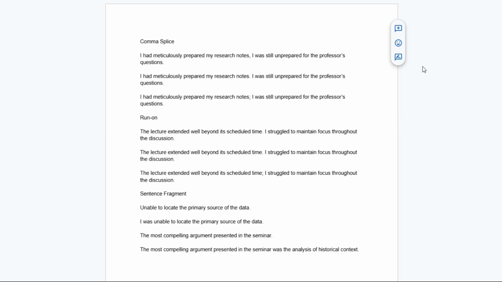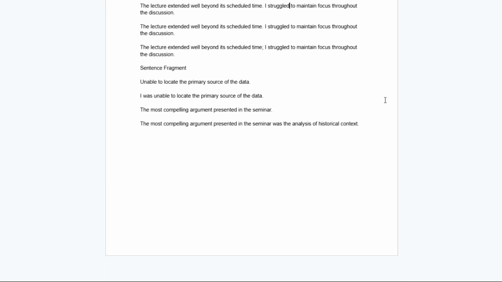And then the last thing I have here is a sentence fragment. A sentence fragment is pretty much a group of words that looks like a sentence, but it's incomplete. It's missing a subject, a verb, or a complete thought, or it could be missing all of them. For example, this one: unable to locate the primary source of data. That one is a sentence fragment. That one is missing a subject. It should be, I was unable to locate the primary source of the data.